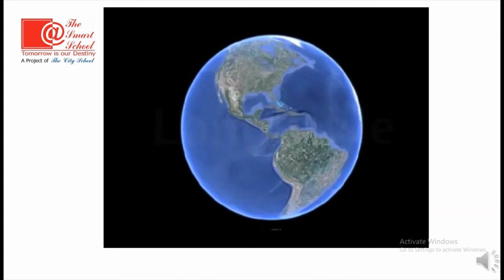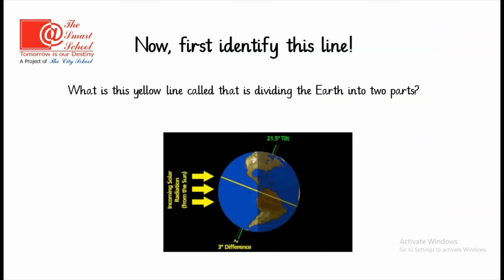So, you must have got a better understanding of the lines of latitude and the specific lines of latitude. Now first identify this line. You can see this yellow line here. What is it called? It is dividing the earth into 2 halves. This is the northern half and this is the southern half. Yes, this line is called the equator.